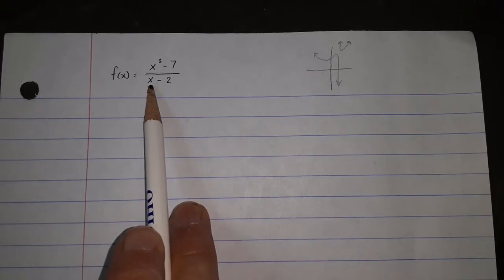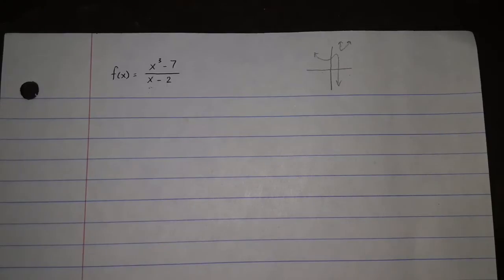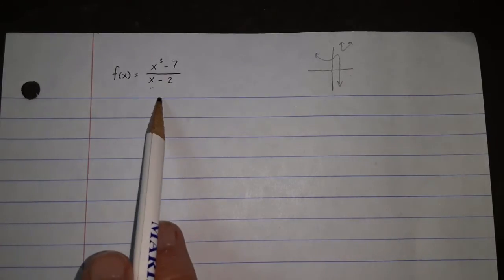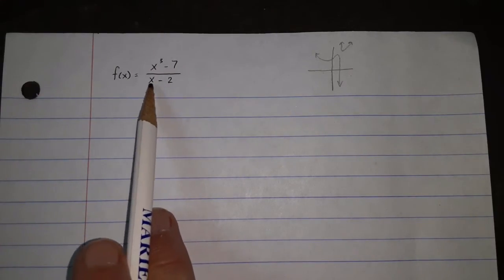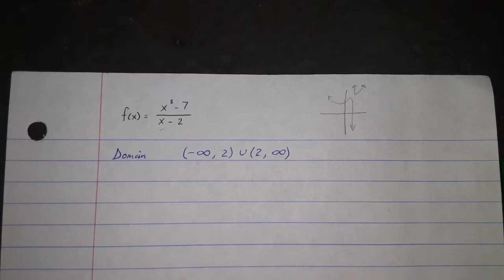If I plug in 2 here, this is going to 0. So one of the things to look at when you have a function that's made of a fraction is what values are going to send the denominator to 0? Those are not going to be included in your domain. Alright, so I've used interval notation here to show my domain.